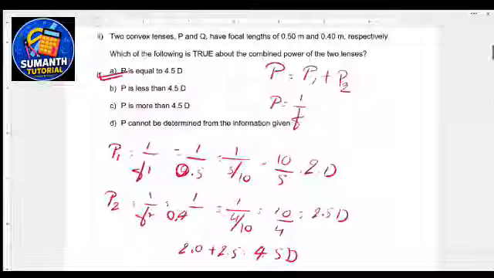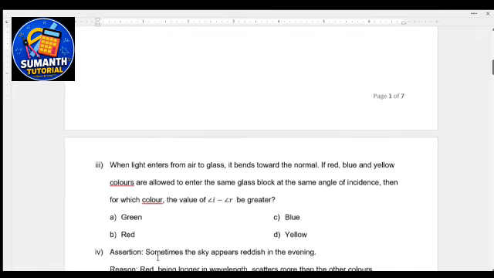Clear? It's a direct question. One thing is you should solve it once. By solving, by practice, automatically it will become easy for you. Now let's go to the next one.